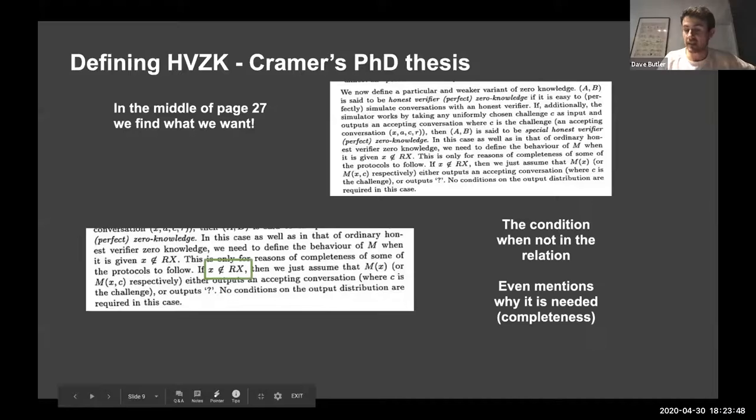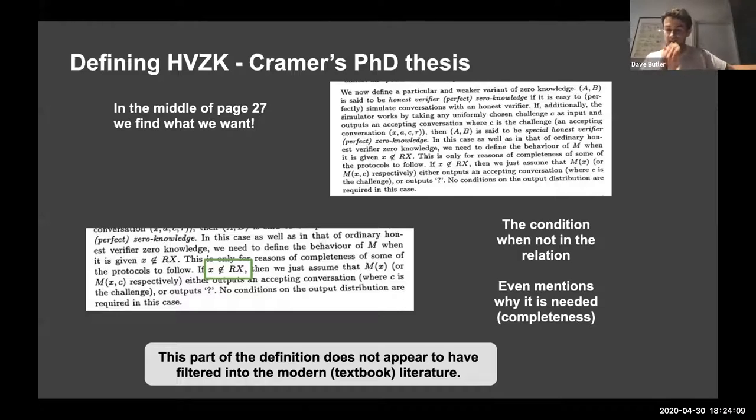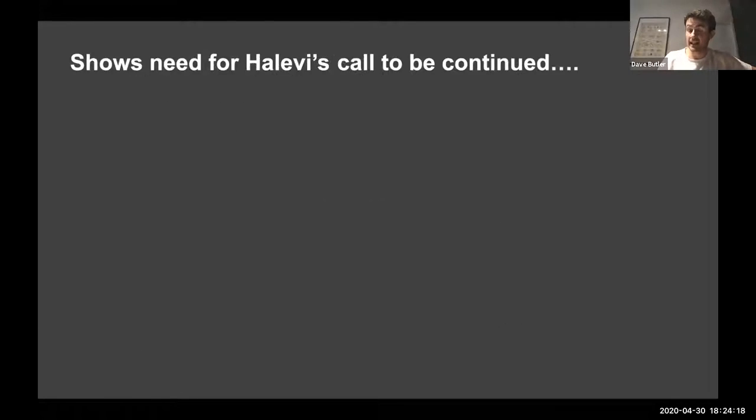to where we are. Okay, so we find that in Cramer's thesis, we actually have this property. And so somebody has noticed this before, which is a relief. And he even notes why we need to have this completeness property, why we need to have this property of when it's not in the relation for these completeness of the protocols to follow. The key thing that I want to point out here is that this was defined in the original literature, but hasn't somehow filtered down into the modern textbook definition, at least from what we could find.